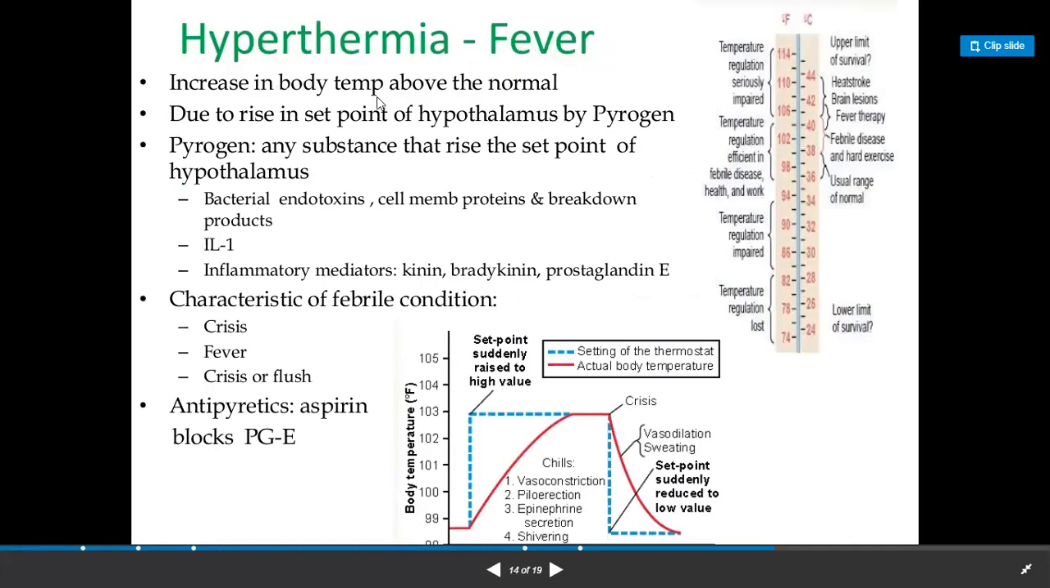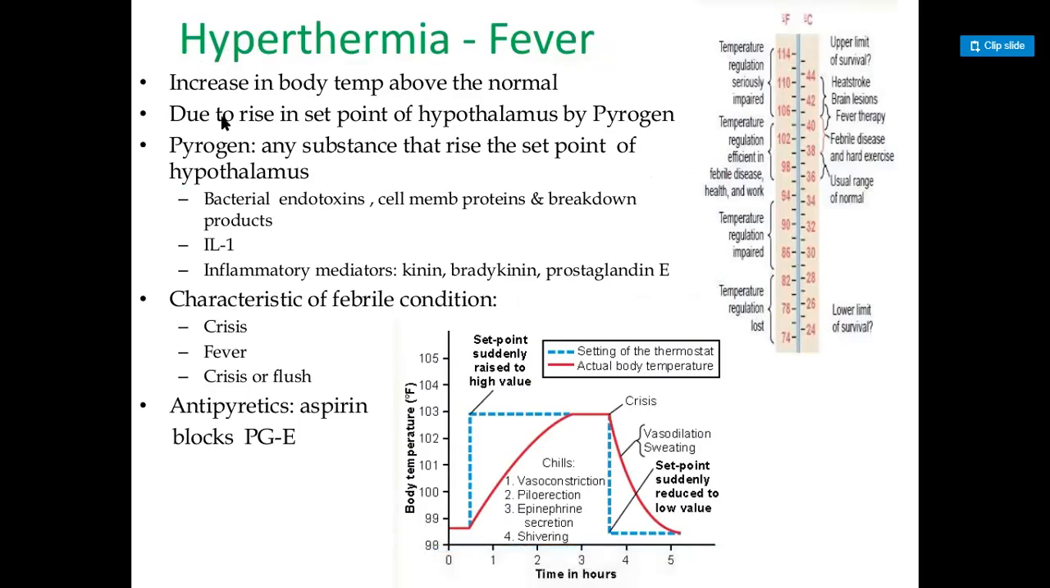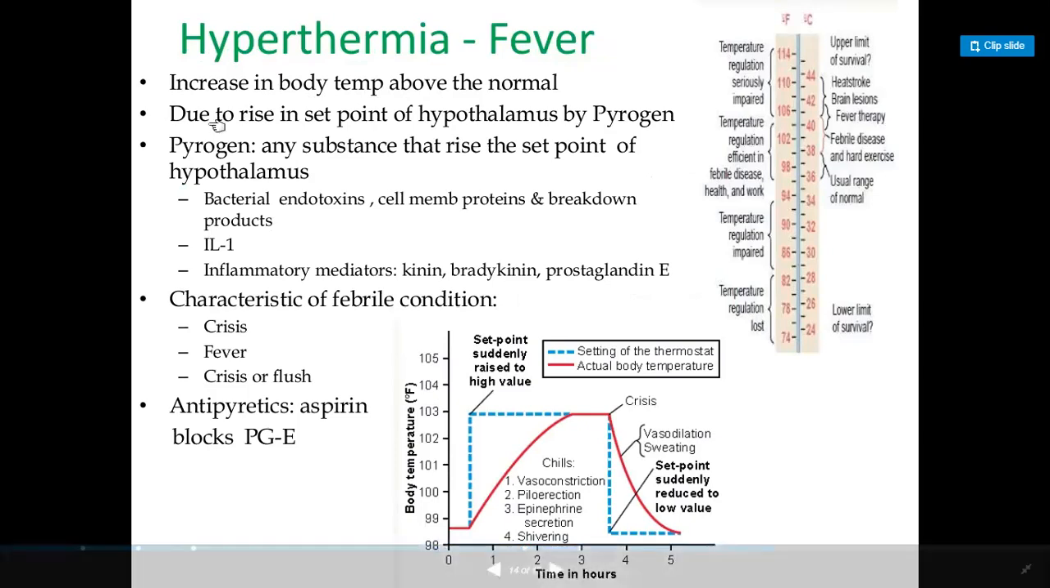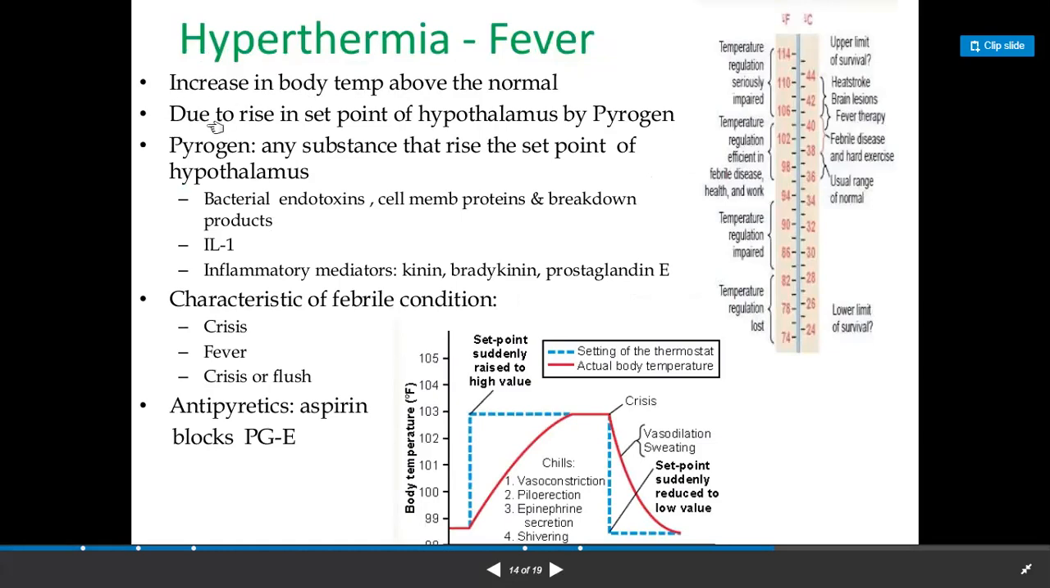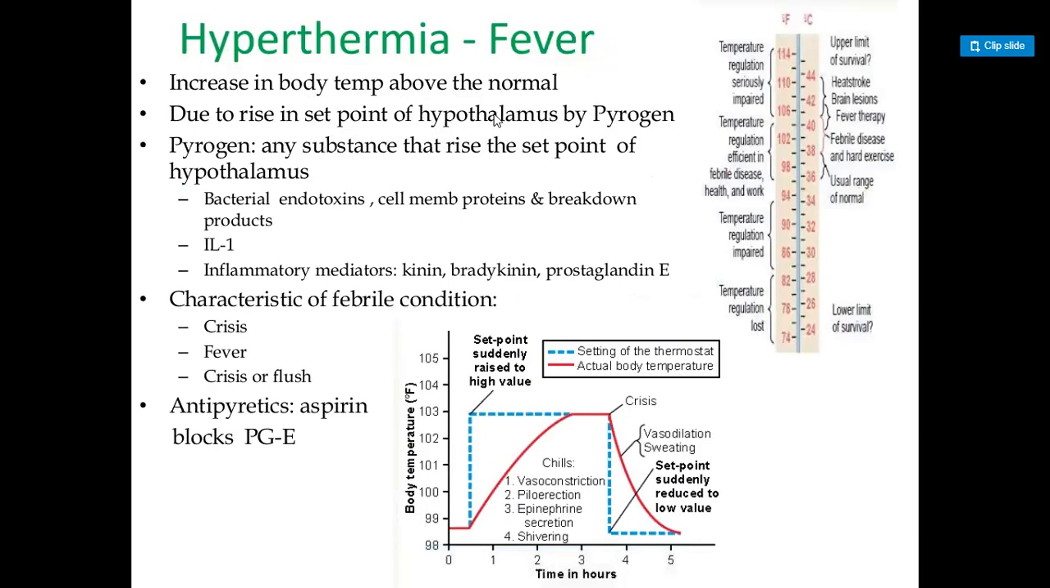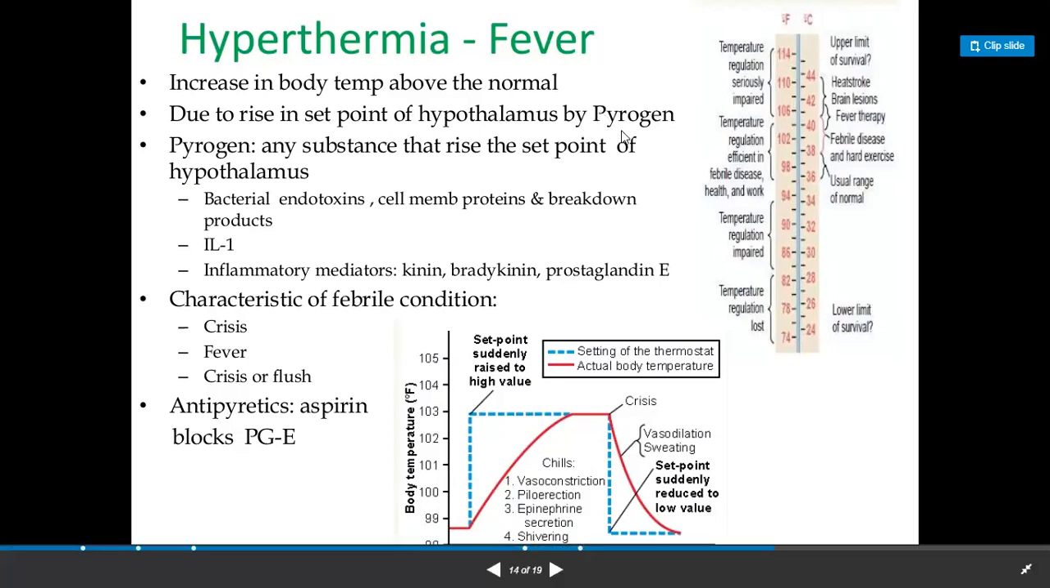Now, an increase in body temperature above the normal is hyperthermia. There are certain things that could lead to an increase in your temperature. So anytime you have hyperthermia, there is a rise in the set point by the hypothalamus. So the hypothalamus has increased your set point above the 37 degrees that is needed. But why is it doing this? There is something called pyrogen.